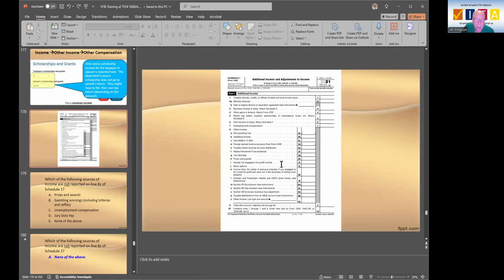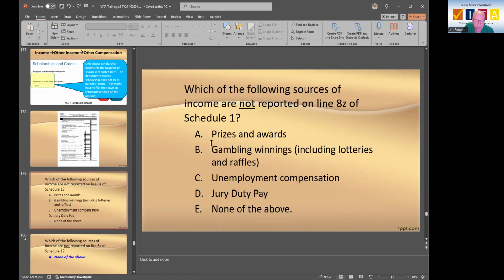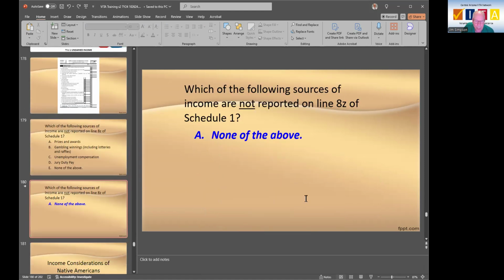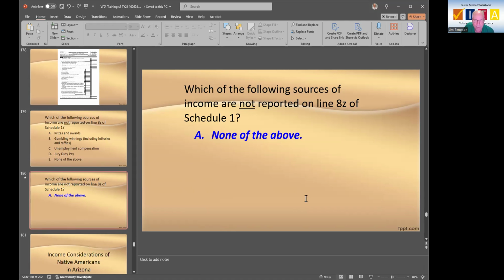I think we're going to see here that there was gambling winnings. Oh yeah, gambling income. So when we look at all of this right here, what's going to be the answer is none of the above. They all have a separate line that they get reported on.